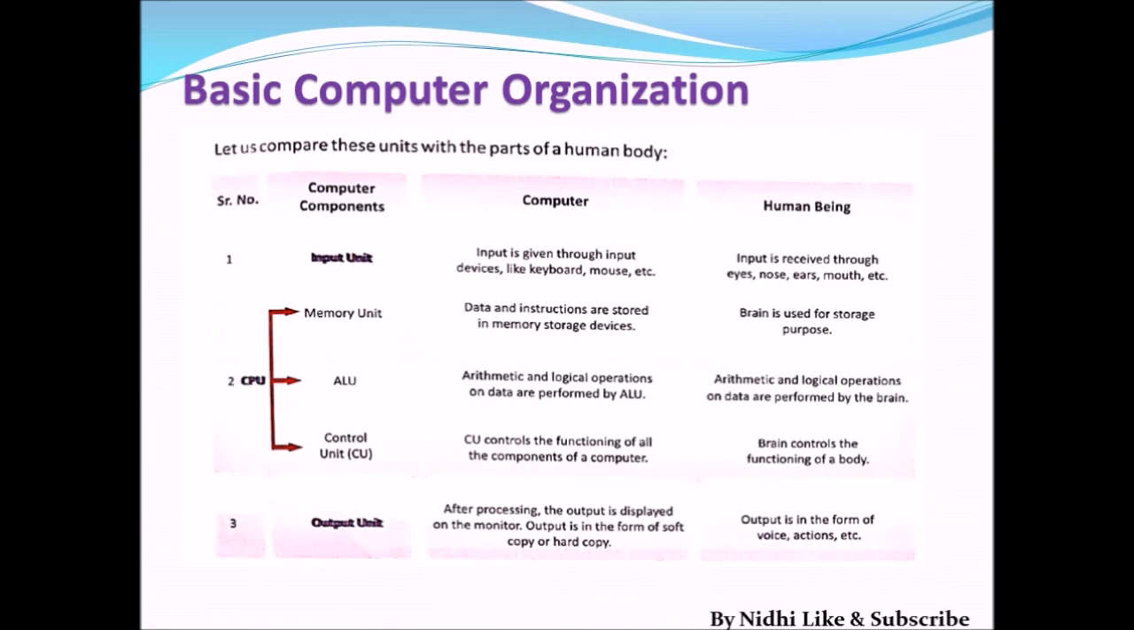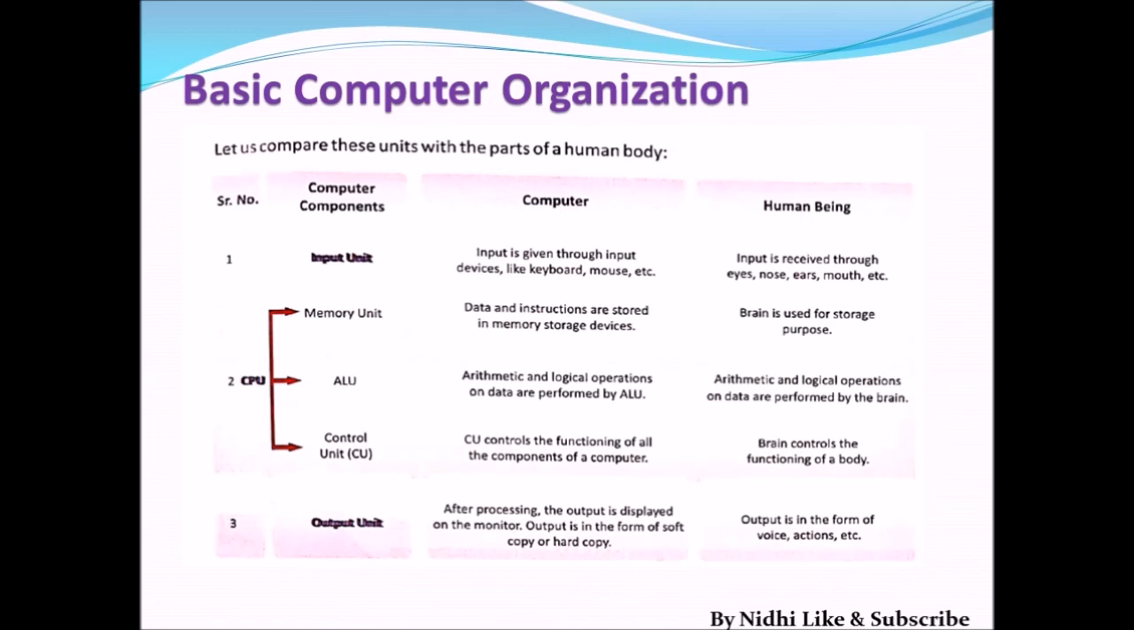So we will compare these things with the human being. In a human being, input is received through eyes, nose, ears and mouth. From eyes we can receive visual things, from the nose we can sense smell, with ears we can listen to things, and with the mouth we can speak. These are the input units for human beings. Similarly in a computer, input is given through input devices like keyboard, mouse etc. Memory unit: in a human being, the brain is the storage place. Similarly in a computer, data and instructions are stored in memory storage devices.